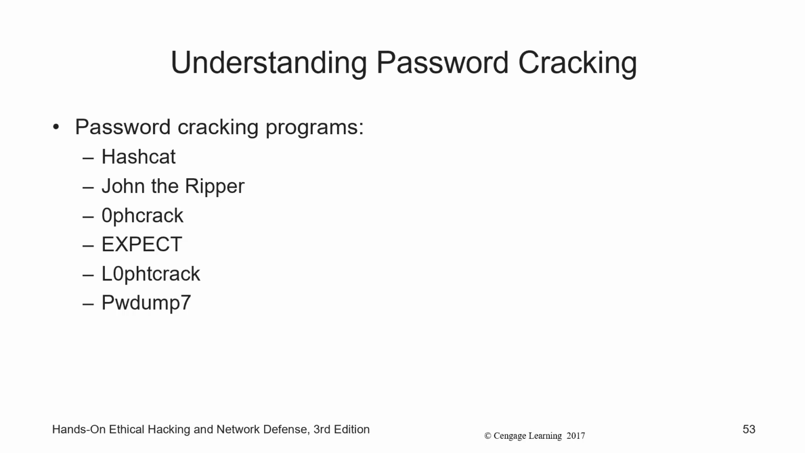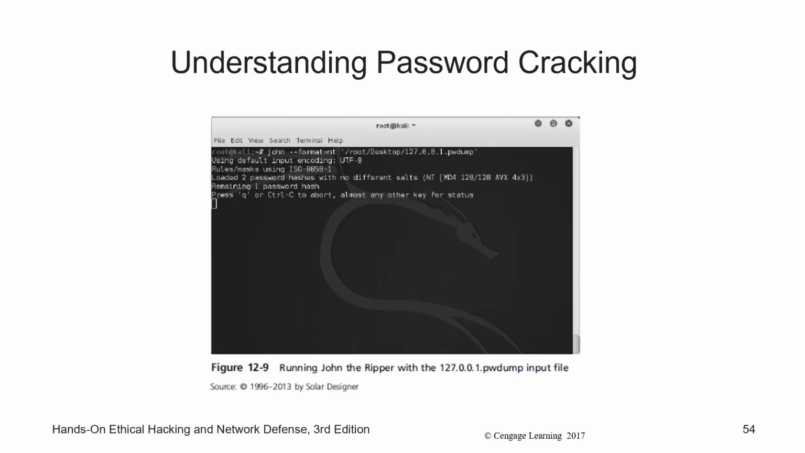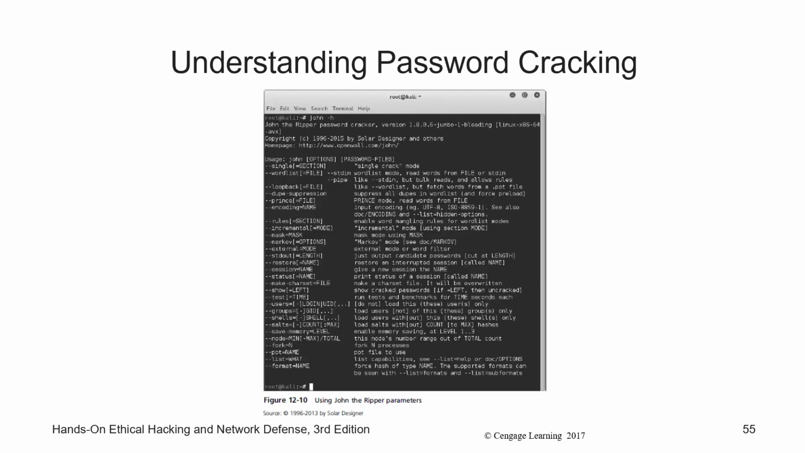Various password cracking tools: Hashcat, John the Ripper, Ophcrack, Cain, L0phtCrack, and PWDump7. Here's an example of running John the Ripper with your own input file. And here's the various parameters for John the Ripper.